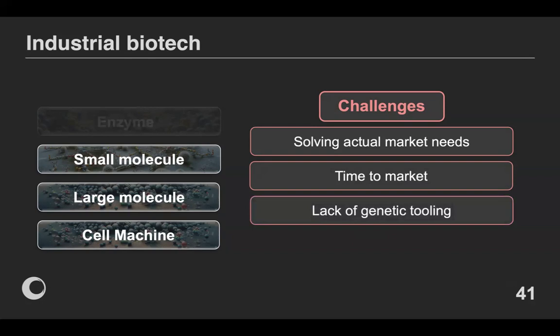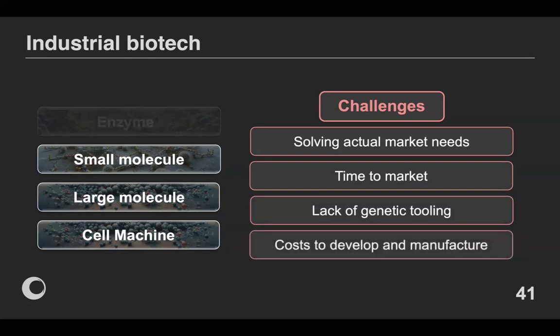The third is the lack of genetic tooling in order to make the products that we want to look at. The fourth, and the more important one, is the cost to develop and manufacture these. Even if we could make products that solve actual market needs, oftentimes they're too expensive for the market to adopt, so we need to find a way to reduce those costs.